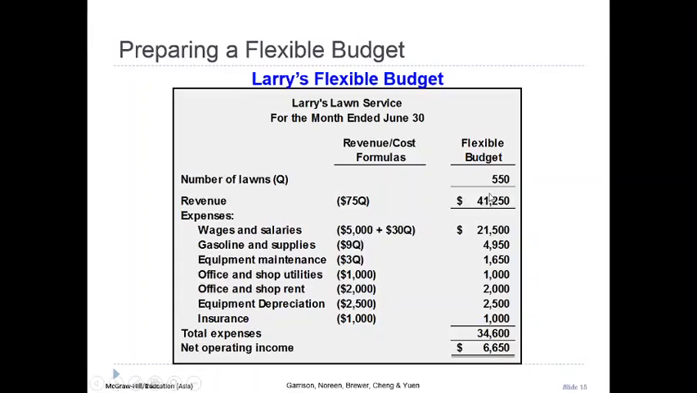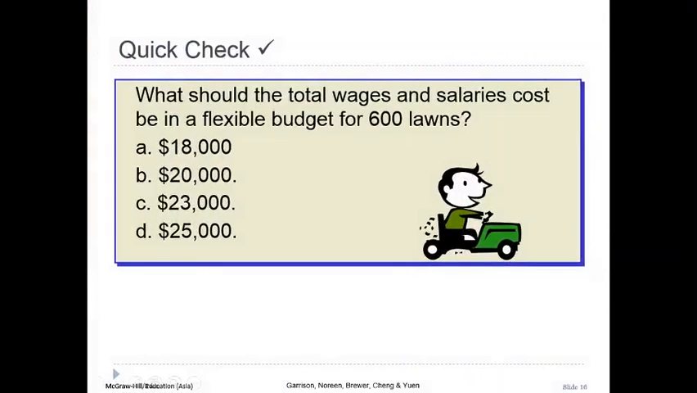$30 times 550 number of lawns plus 5,000, then you will get 21,500. Okay, so you total this up and you get total expenses of 34,600, and that gives Larry a net operating income of 6,650.